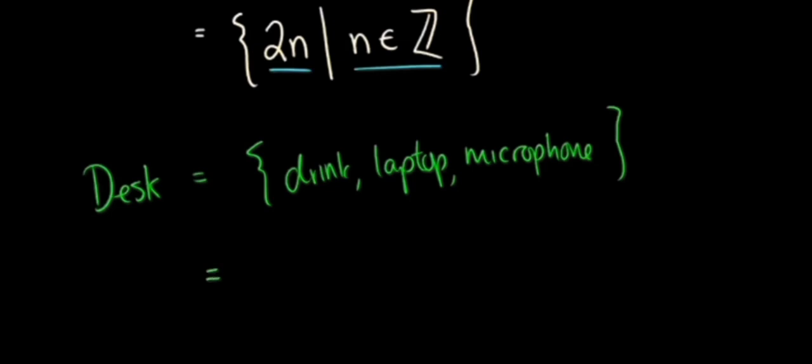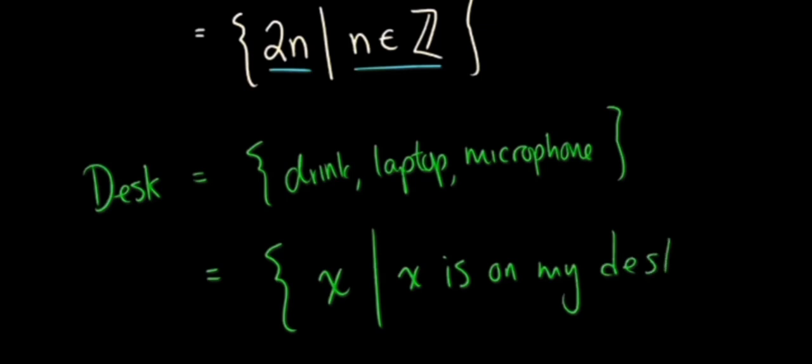Or I could write this in set builder notation if I might have a lot more things, or maybe I want to be vague, or maybe I'm not entirely sure what's on my desk, but I know there's things on my desk. So I could rewrite this as the set of x. So this is a variable x. And what's the condition for x? x is on my desk.